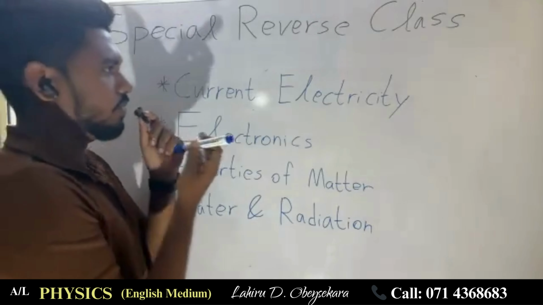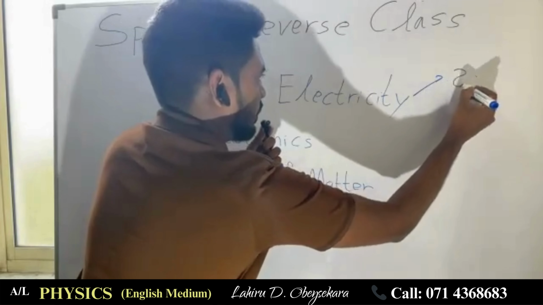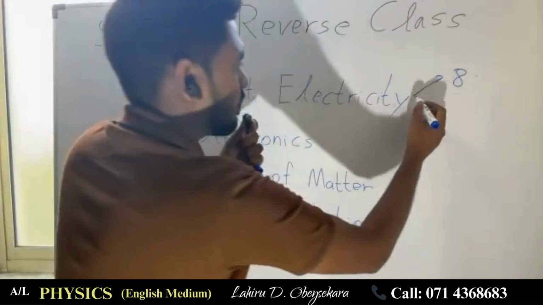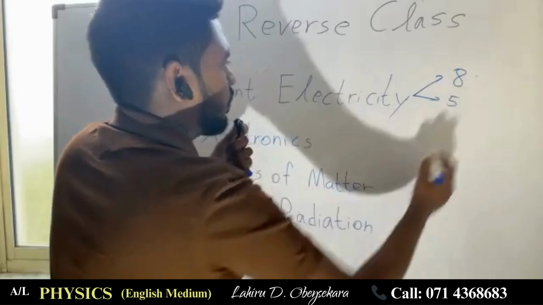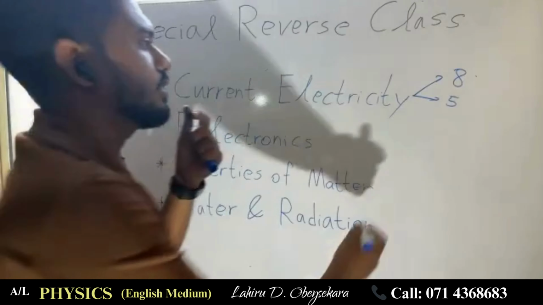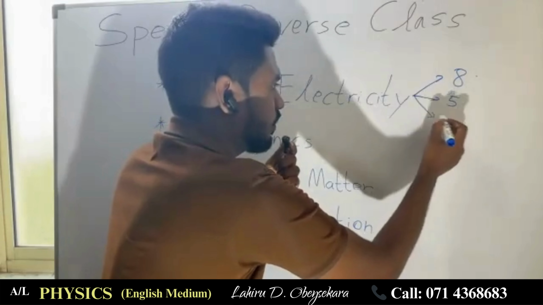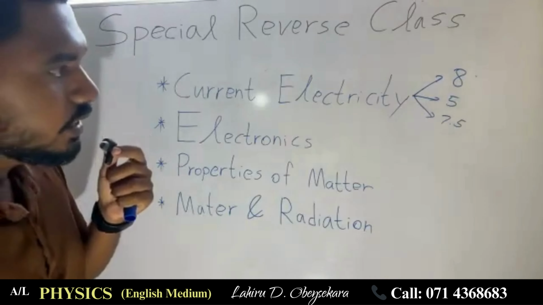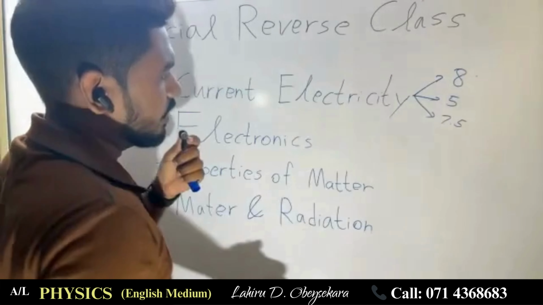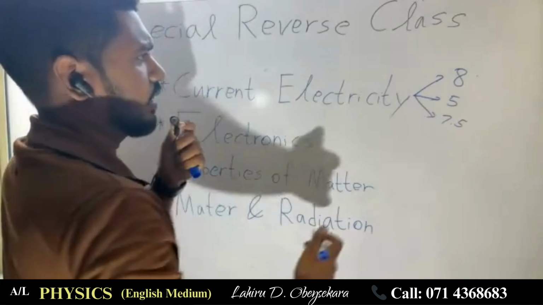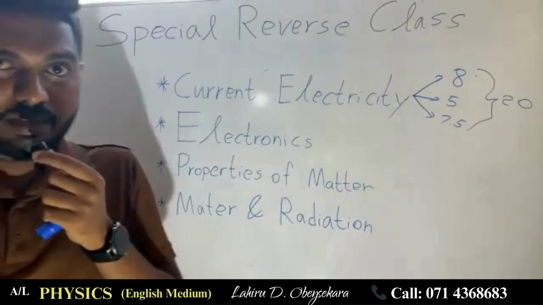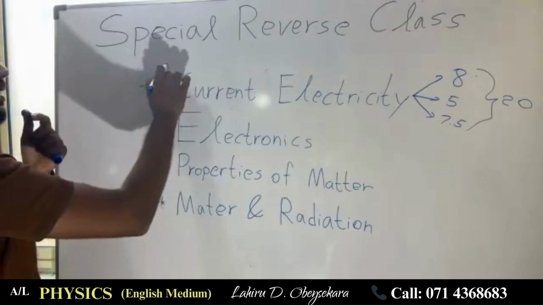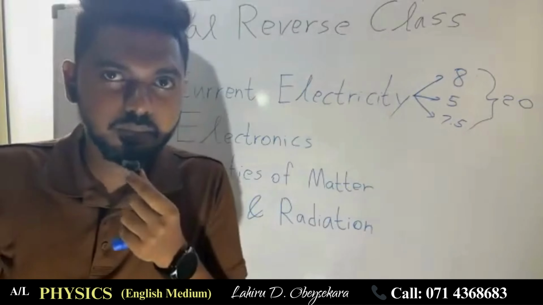It contains 8 MCQs. Then there is a structured question, which is out of 5 marks. Then there is an essay question also, which gives us 7.5 marks. Together, 7.5 plus 5 is 12.5, plus 8 is 20. So we can obtain 20 marks from our paper if we do this current electricity unit properly.